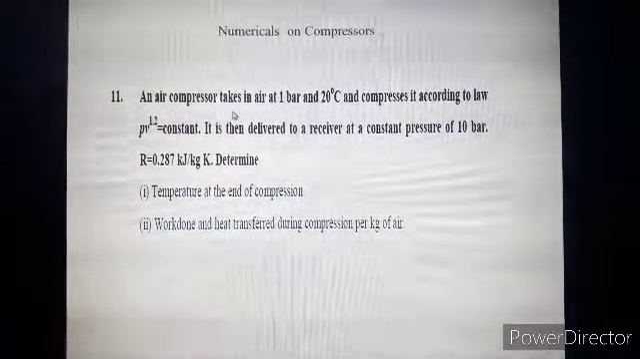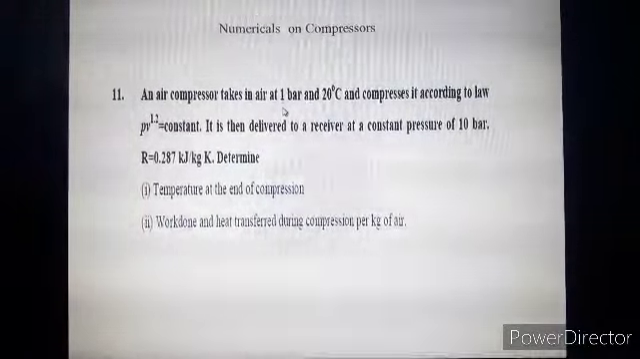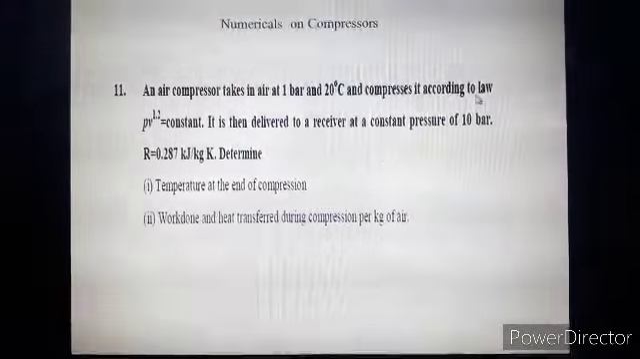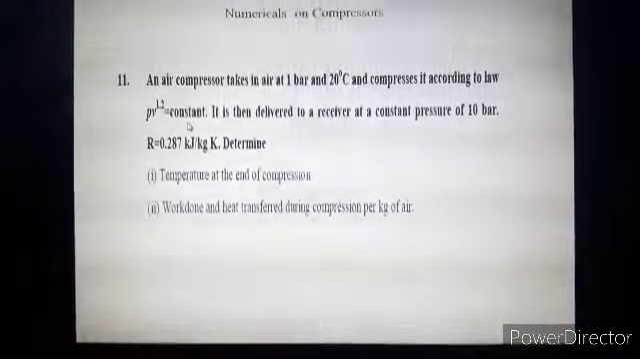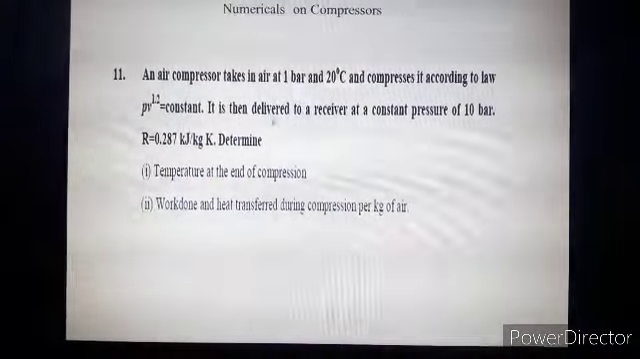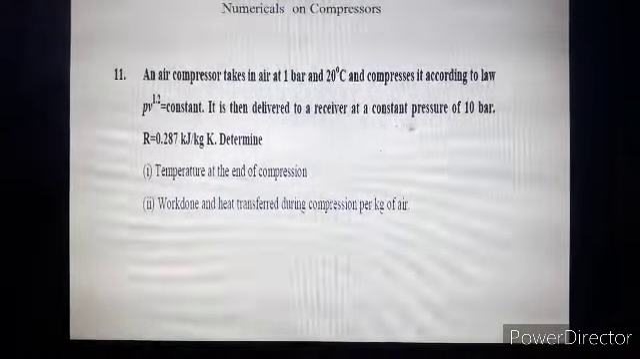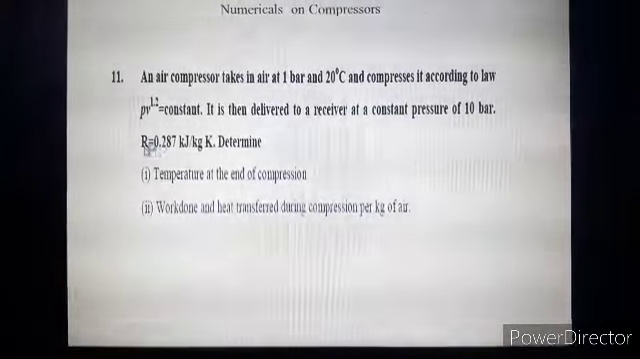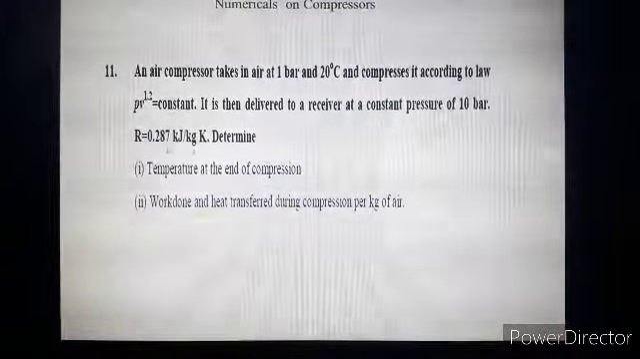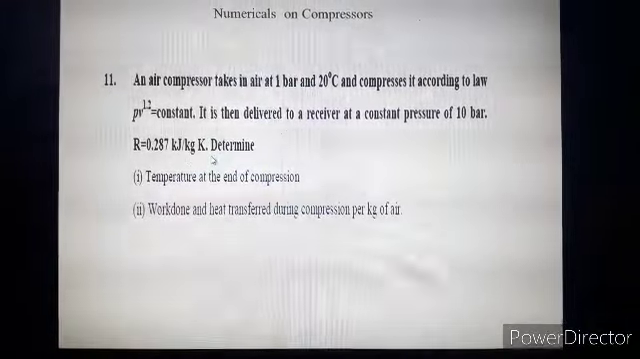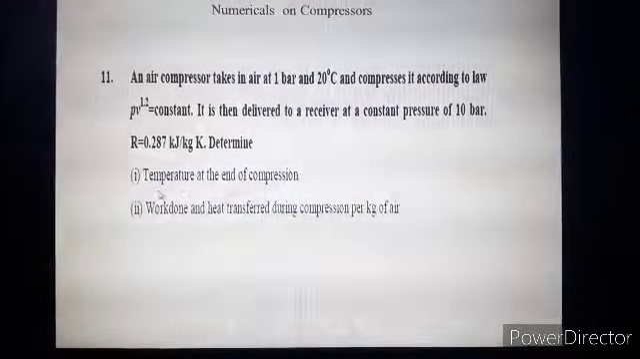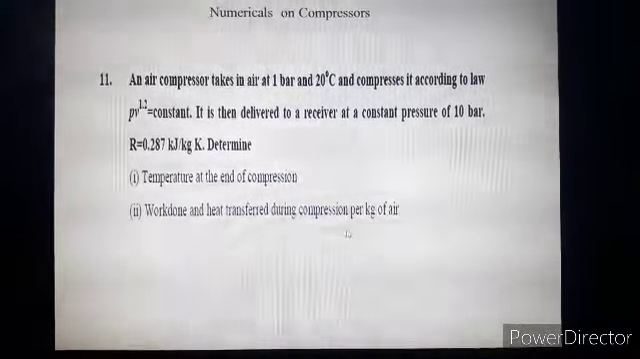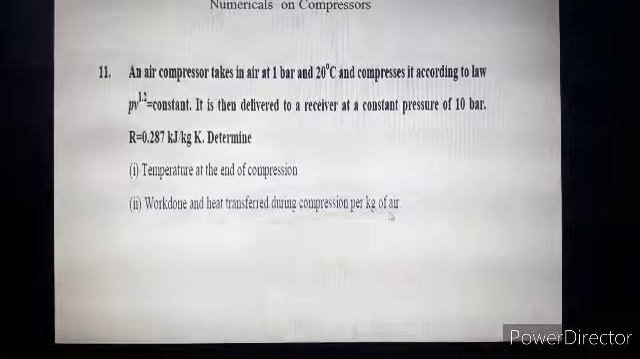An air compressor takes in air at 1 bar and 20 degrees Celsius and compresses it according to the law PV raised to 1.2 is equal to C. It is then delivered to a receiver at a constant pressure of 10 bar. Characteristic gas constant R is equal to 0.287 kilojoule per kg per Kelvin. Determine temperature at the end of compression, work done and heat transferred during compression per kilogram of air.